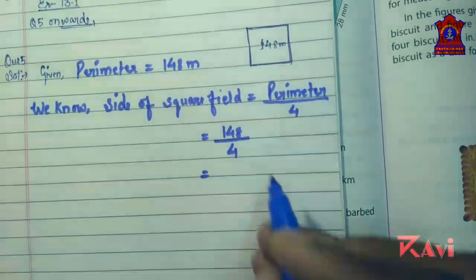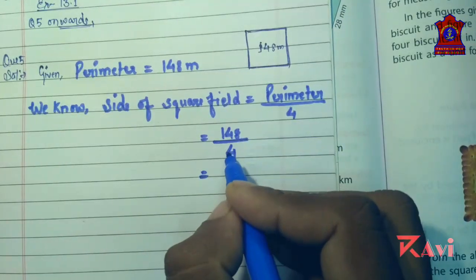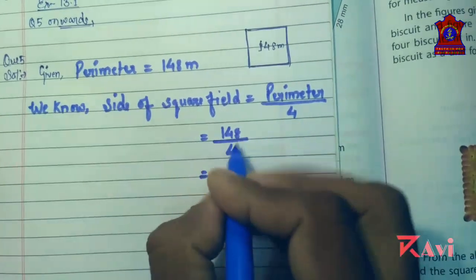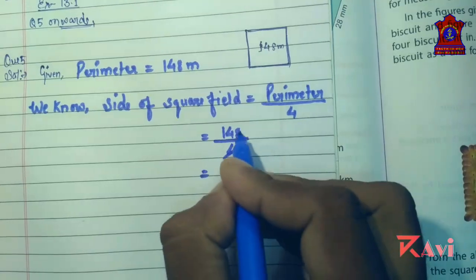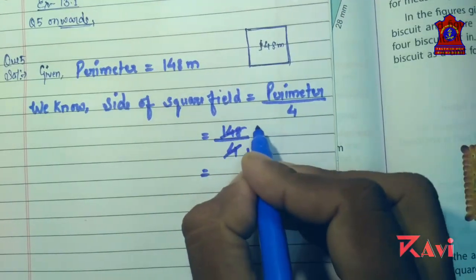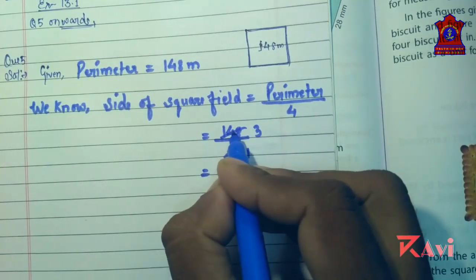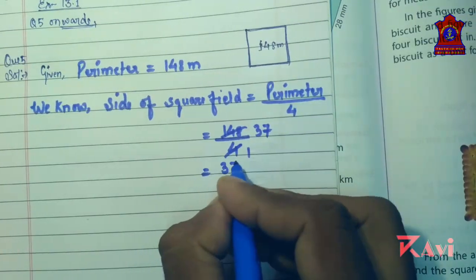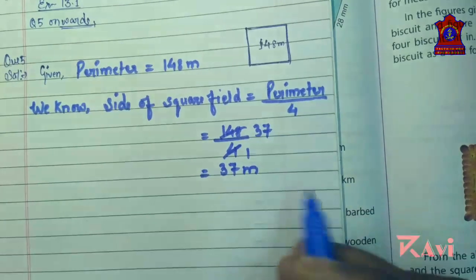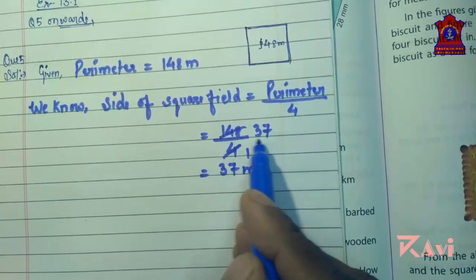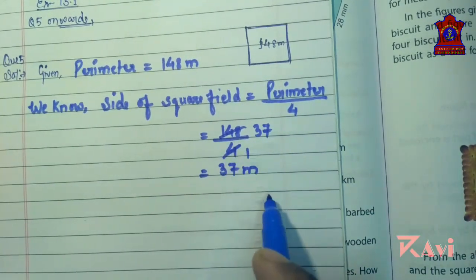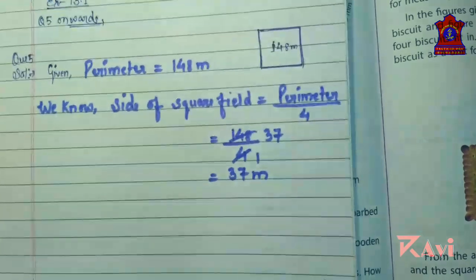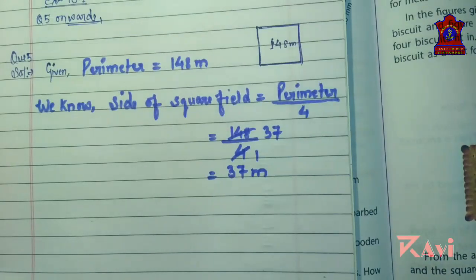Okay, now see, we need to divide it. 4 ones are 4, 4 threes are 12. What is left here? 2. 4 sevens are 28. See, the side is 37 meter. See, if you don't know how to cut this, you can divide it simply in the rough part. Okay, and then write the answer here. Okay, so like this we have to find out this answer.